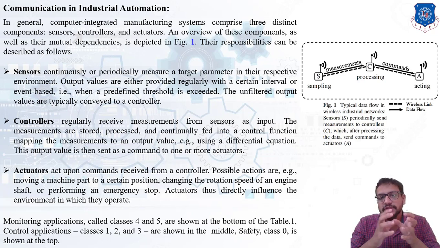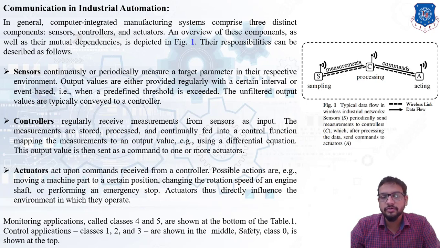Okay, so these responses have to be filtered, these responses have to be verified, and then that is going to be provided to the controller. So when a predefined threshold is exceeded, the unfiltered output values are typically conveyed to the controller. Our next term is controller.